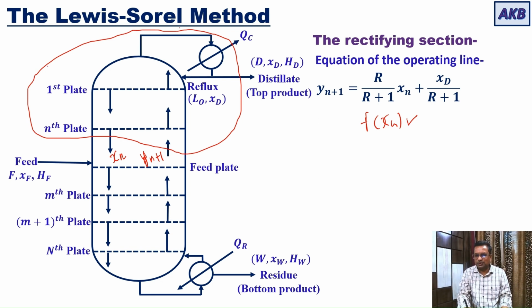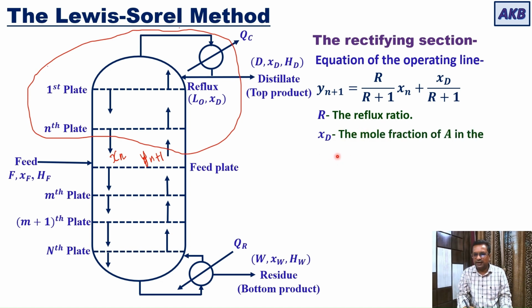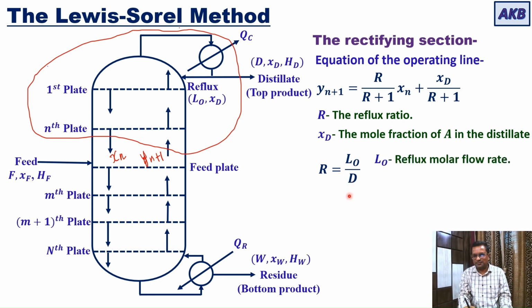Let me first erase this so that I can proceed with the remaining discussion. In this case, R is the reflux ratio, and x_D is the mole fraction of A in the distillate. And what is A? The more volatile component. R, the reflux ratio, is the ratio of the reflux stream to the distillate stream. That is the ratio of the molar flow rate of the reflux, L0, to the molar flow rate of the distillate, that is D. Here L0 is the reflux molar flow rate, and D is the distillate molar flow rate.